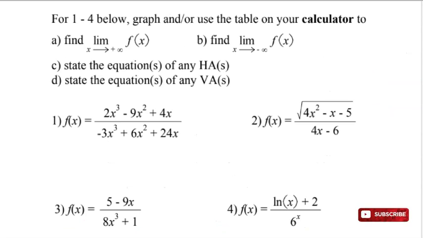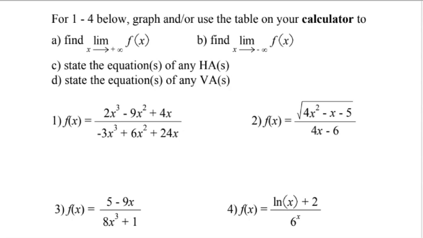Let's move on to the examples. In these examples we have problems 1 through 4, and each has 4 parts. In part A we're going to find the limits of these functions as x approaches infinity. In part B we're going to find the limits as x approaches negative infinity. In part C we're going to find the horizontal asymptotes. And in part D we're going to find the vertical asymptotes. Let's specifically focus on question 1.